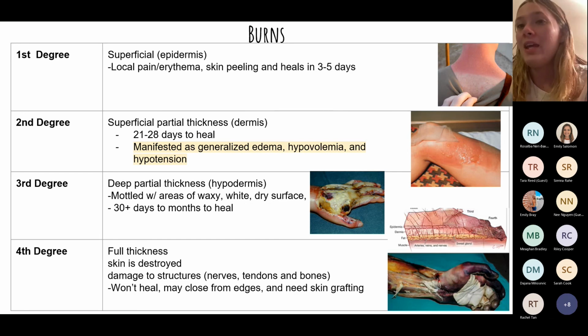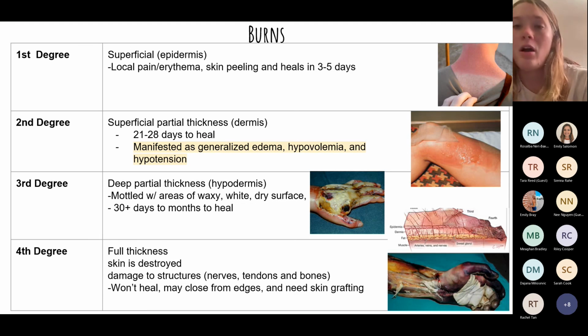Our main issue with a lot of our burns, specifically our second, third, and fourth degree, is that these patients will have edema, hypovolemia, and hypotension because of the massive dehydration and fluid and electrolyte loss occurring. Our third degree is when it's deep partial thickness. You'll usually be pretty mottled as well, and it does take a long time to heal.